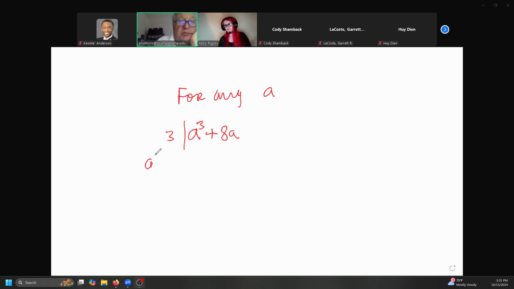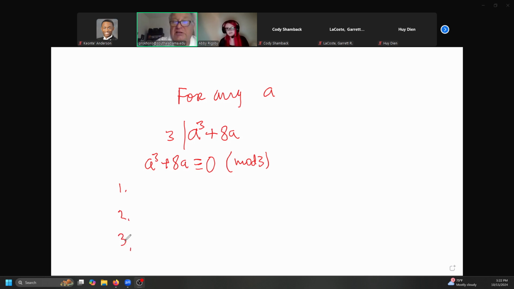Let's rewrite this problem. A cube plus 8a is congruent to something modulo 3. What do we expect on the right-hand side if a is divisible by 3? It's congruent to 0, so we need to rewrite it like this. And then for divisibility by 3, we can say, oh, we have only 3 cases.